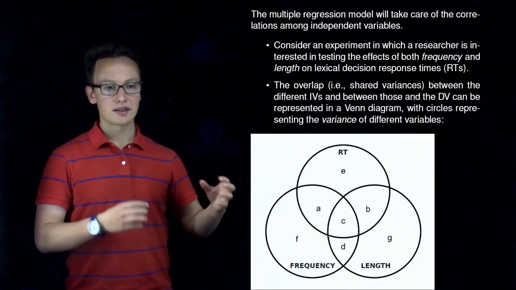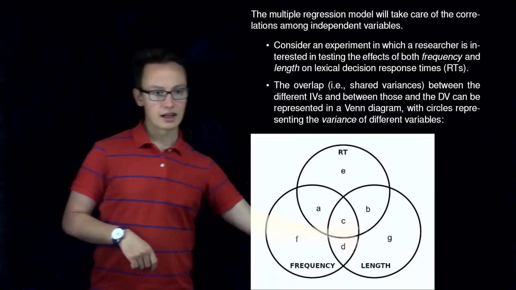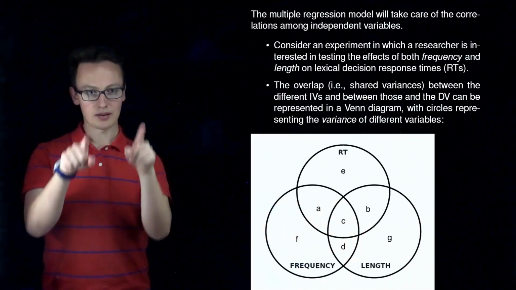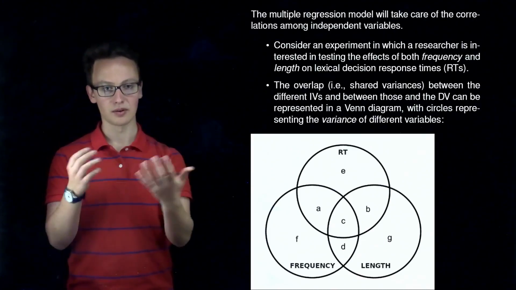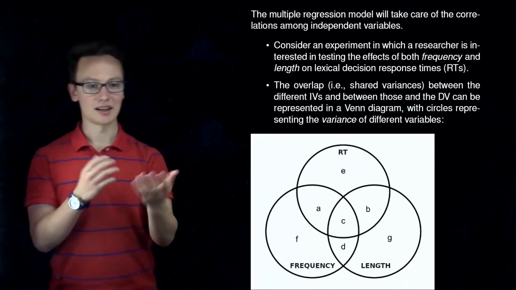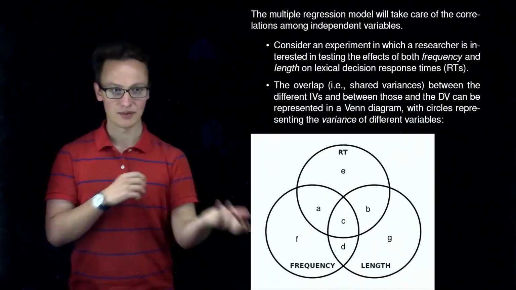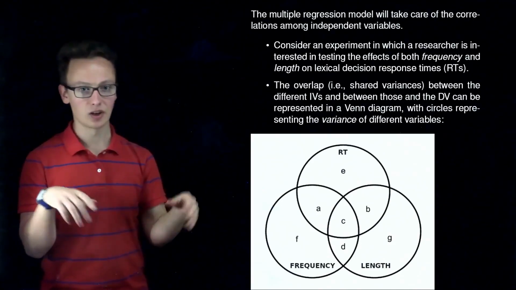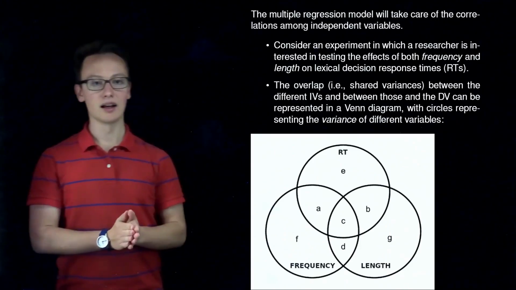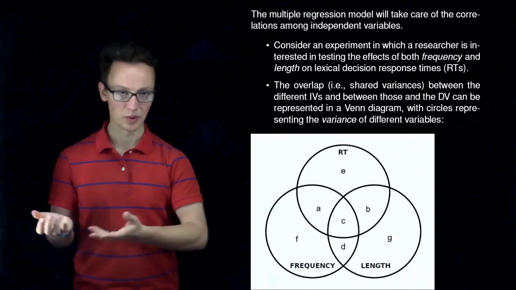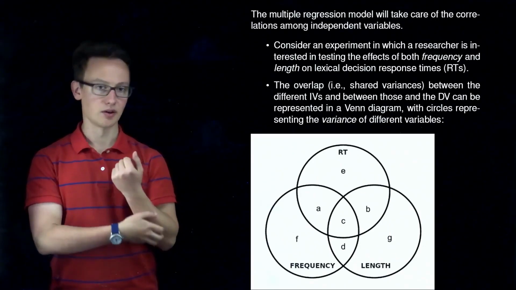Now, this intersection of length and frequency is their correlation, okay? That's this issue that, to some extent, we can explain frequency by length and vice versa, because there is some tendency, not a perfect tendency, in this area C and D, that more frequent words, as I just said, are also often shorter.